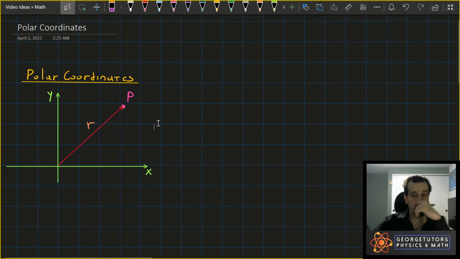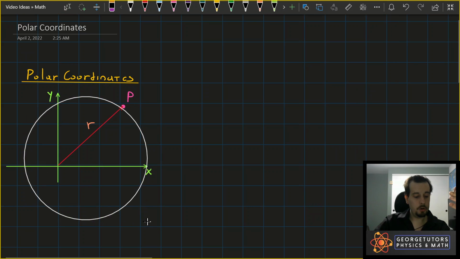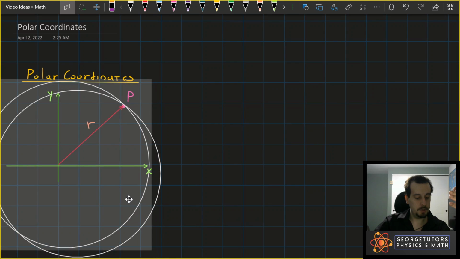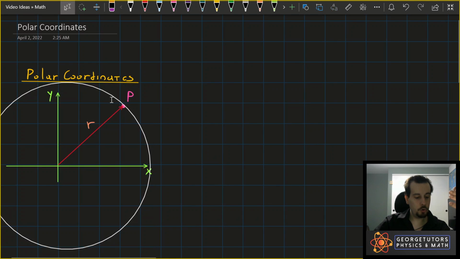But we can't, of course, specify the position of this point P without giving some other information, because there are other points that have the same R. In fact, any point that is part of this circle here with radius R, the white circle, has the same R coordinate. So we need to distinguish what makes this P unique by providing some other information, namely an angle. And what angle can we provide?